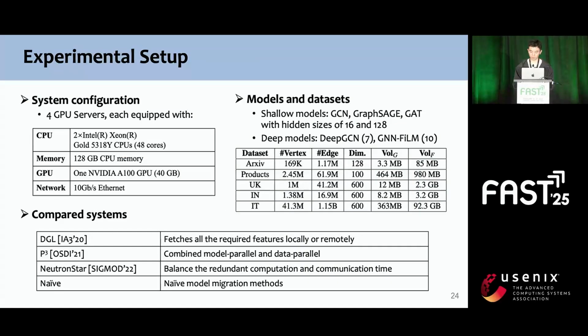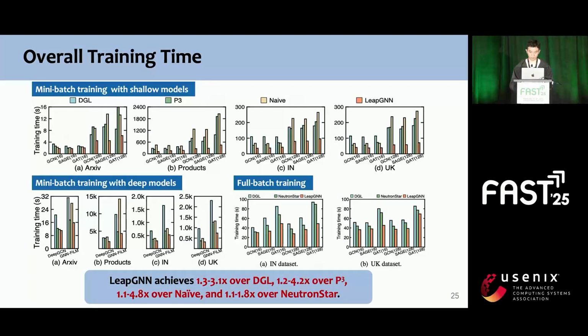Our experiments were conducted on 4 servers with a single 800 GPU. We selected 5 popular GNN models with various hidden sizes and number of layers, and 5 datasets of different sizes. We compare LeapGNN with DGL, P-Cube, and NeutronStar in terms of performance. Additionally, we compare LeapGNN with the naive model migration method to demonstrate the effectiveness of our optimization.